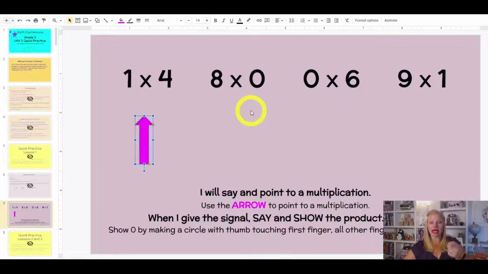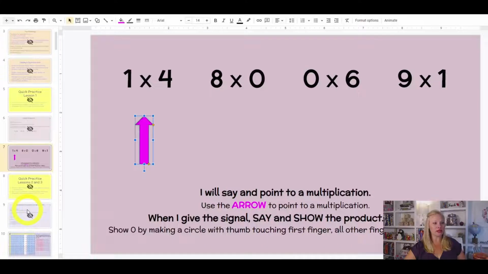So we're going to say it chorally and we're going to show the answer with our fingers. So 0 times 0, groups of 6. Think about it. Class: 0. So you can talk about patterns from this, but this one should go pretty quickly because it's just reinforcing what we've learned about zeros and ones.